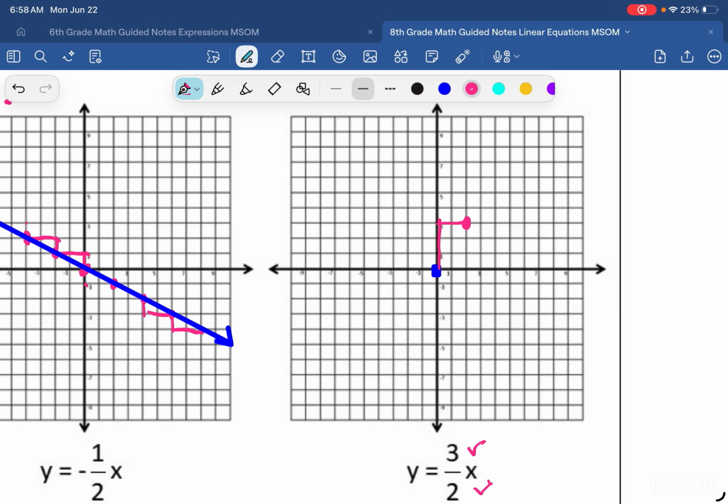There's a point. Up 3 over 2, there's a point. Up 3 over 2, there's a point. Or if I go down 3, 1, 2, 3, I'm going to go to the left 2 to make the slope be positive. Now let's connect the points to make a line. There's my graph of y equals 3/2 x.